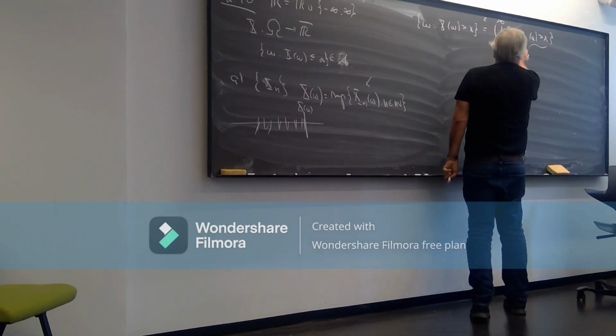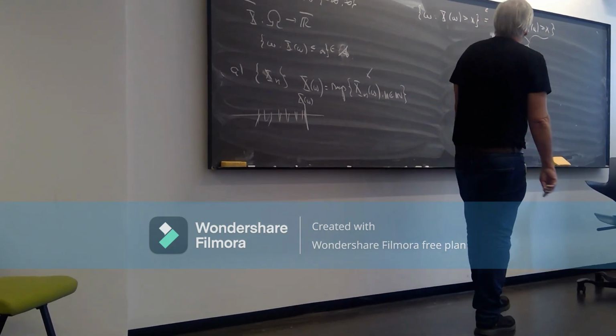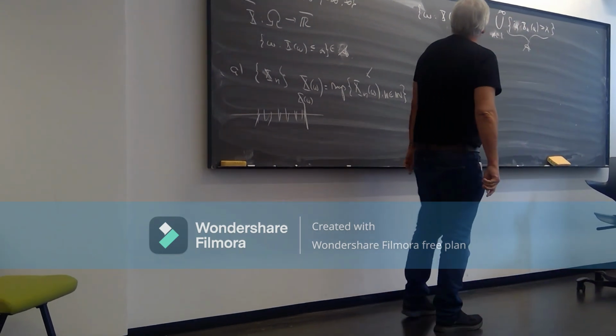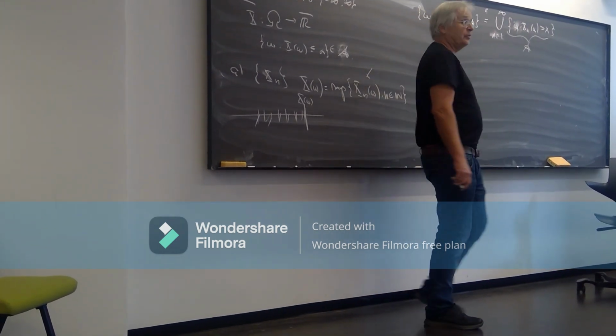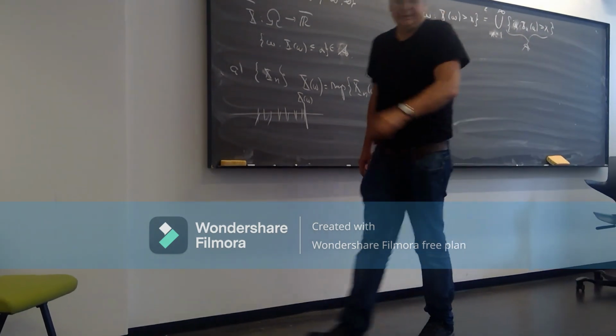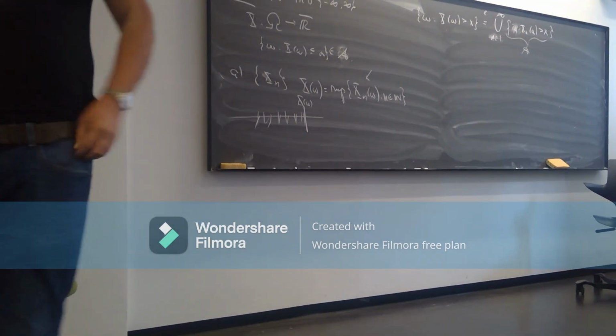On the other hand, if omega is in here, then there is at least one n such that X_n of omega is larger than x. But then, of course, the supremum will also be larger than x. So everything that is on this side is also larger. So it wasn't so bad.